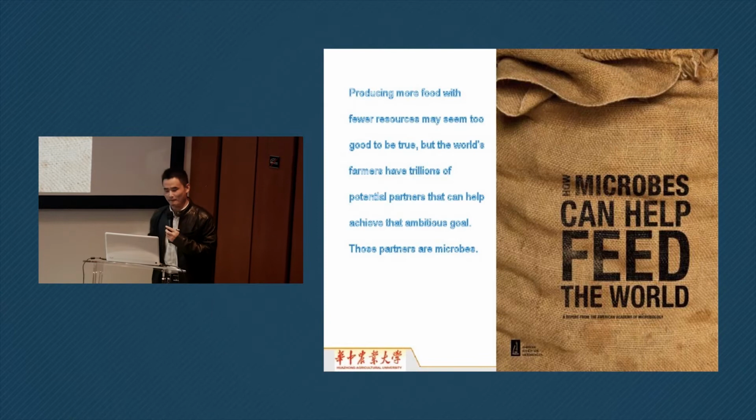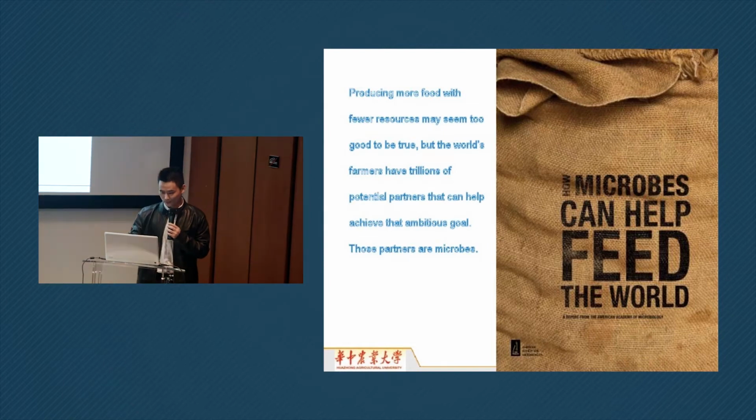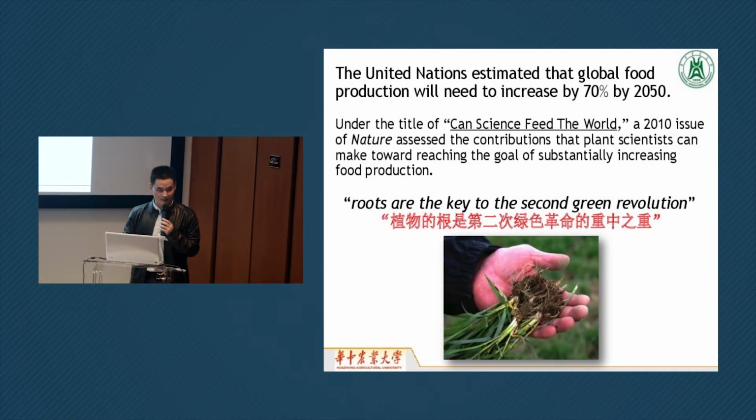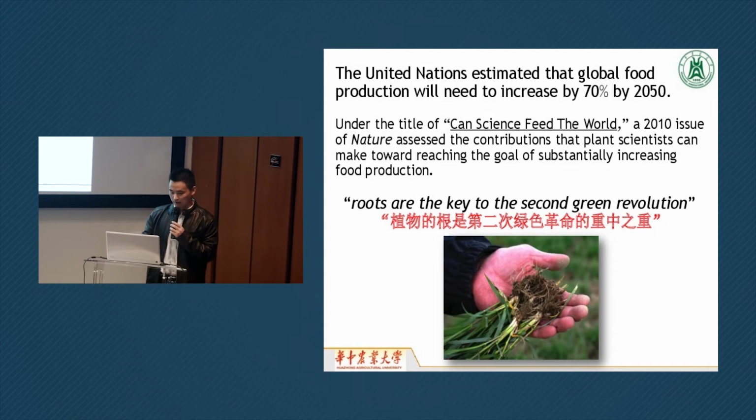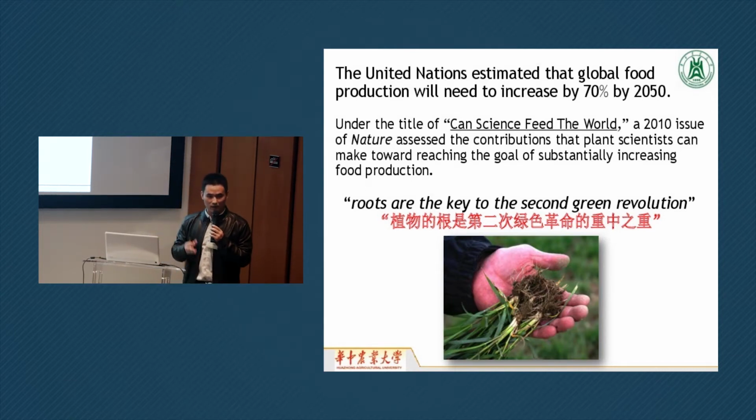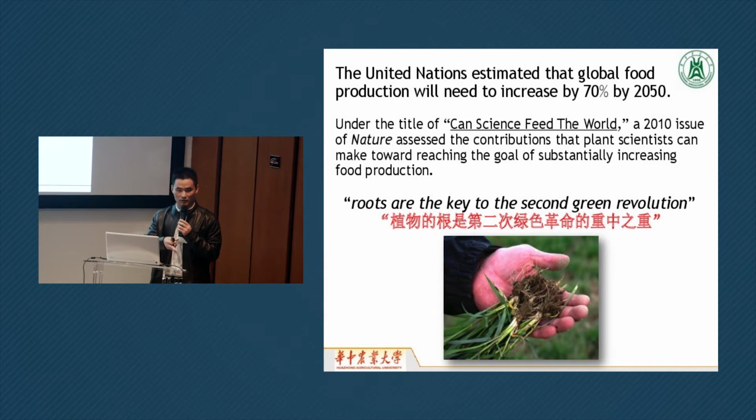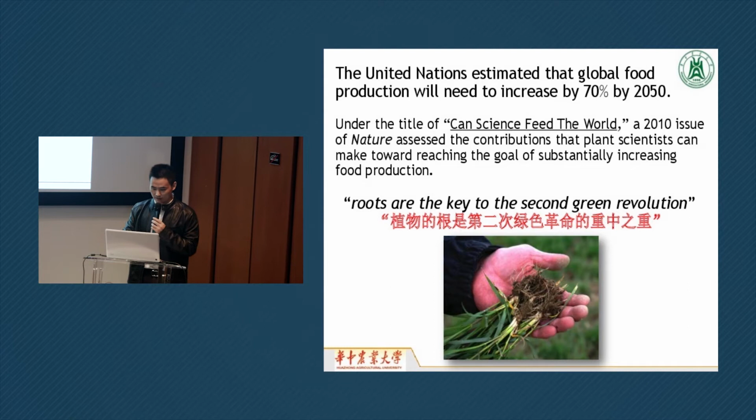Another interesting thing is this book, published by the American Academy of Microbiology from the US. They said microbes can also help feed the world, because the roots of the plant are the key for the second green revolution. More and more researchers are focusing on the immunity of plants, but the immunity of plants comes mainly from the roots, and the roots are in such close contact with the soil, which contains microorganisms. So microorganisms can do a lot of things for us, for the plants, for the second green revolution.